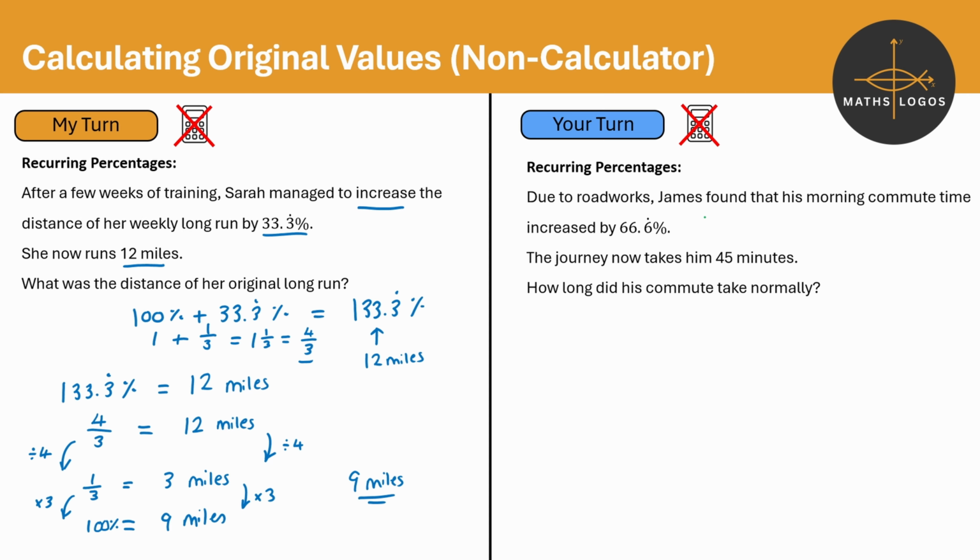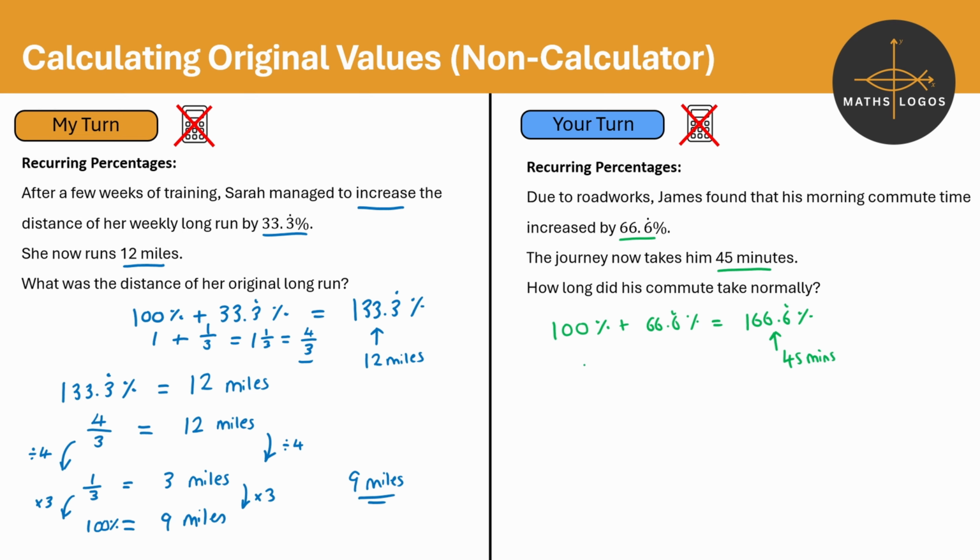Due to roadworks, James found that his morning commute time increased by 66.6 recurring percent. The journey now takes him 45 minutes. How long did his commute take normally? Well, his commute originally was 100%. He gained 66.6 recurring percent. And that was equal to 166.6 recurring percent. And it's this value that is the new journey time of 45 minutes.